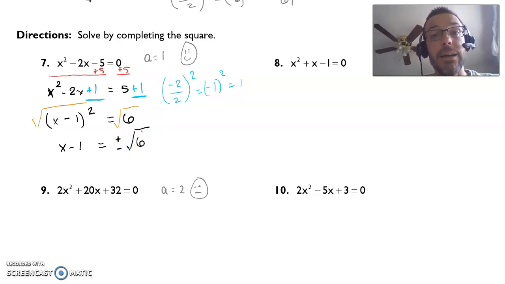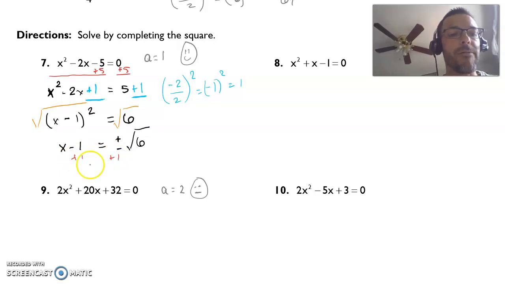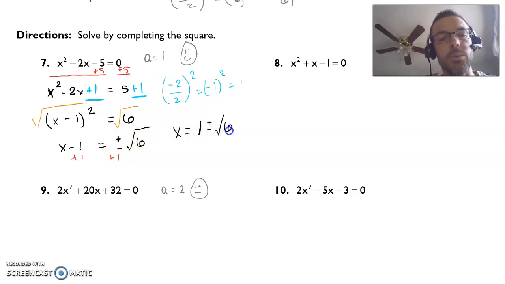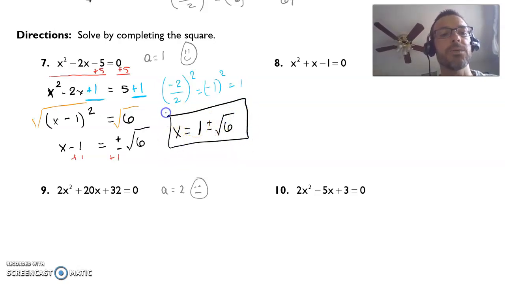And so I still have not solved for x. One more step to solve for x here, and that's to add 1 to both sides. So we get a final value here, and I'll just move it over to the side here, of x equals, these are not like terms, the 1 plus or minus the square root of 6. So there are two possible answers. 1 plus the square root of 6, 1 minus the square root of 6. That makes sense because it's a quadratic.